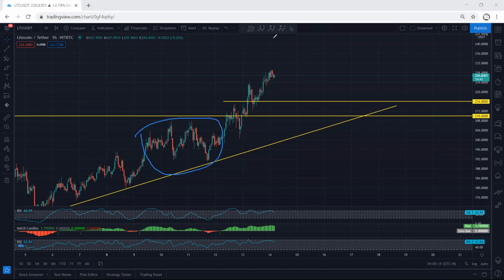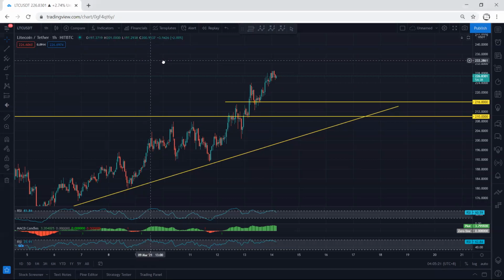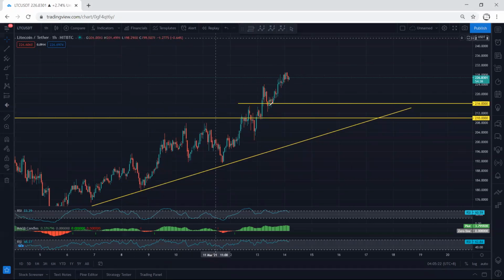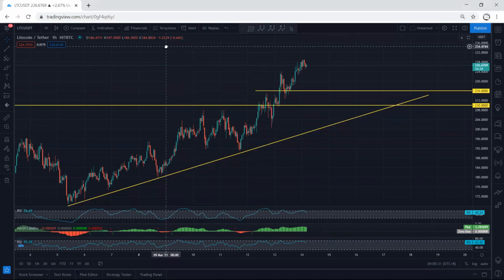And right now we don't have any trade setup. In this case, the only thing is whoever is in the trade from here or this, which is 216, they should at least move their stop loss to break even and just let it go. And we just follow the chart.